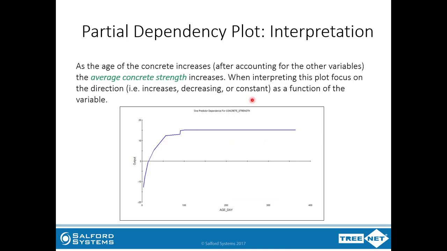Okay, so how do you actually interpret this plot? Well, the first thing I like to do is just look at the directional aspects of it. So what you can say is that as the age of concrete increases, so age is the x-axis here, as this number gets larger, you can say that the average concrete strength increases, and it actually becomes constant here. And so when you're interpreting this plot, just focus on the direction. See where it increases, and also see where it's constant or decreasing depending on the plot.